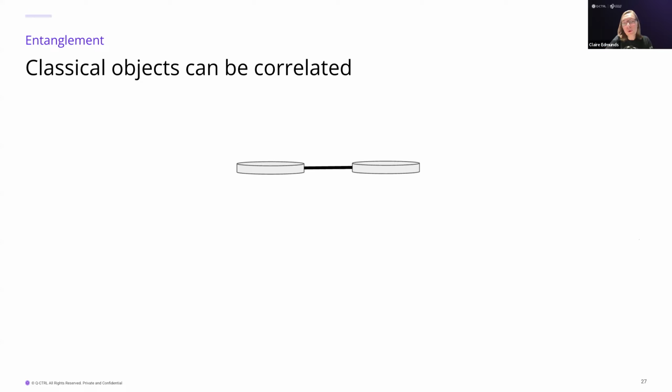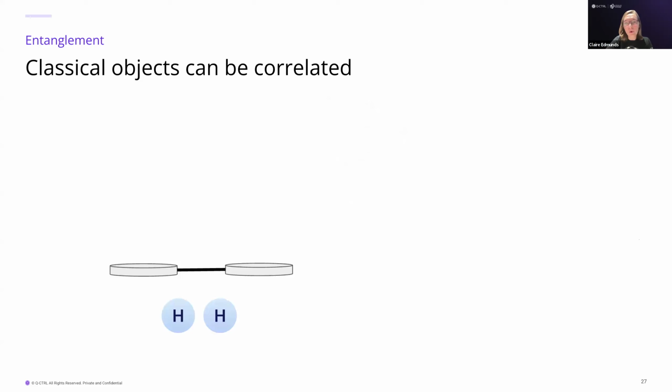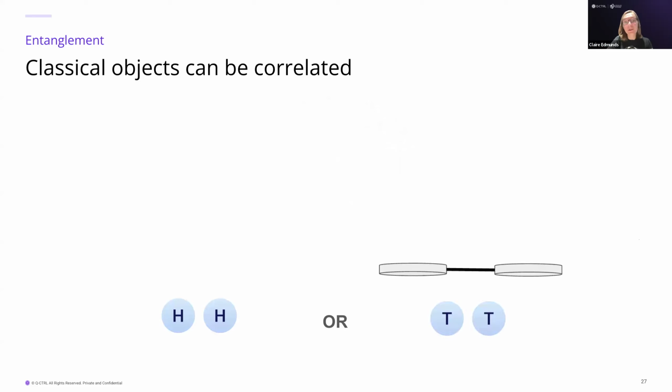We can flip two coins when we've stuck them together rigidly with a piece of metal, such that they always flip together, and they'll always either land on heads and heads or tails and tails. You can never see heads and tails simultaneously because you've tied the coins together. The outcome of those two coins is perfectly correlated.